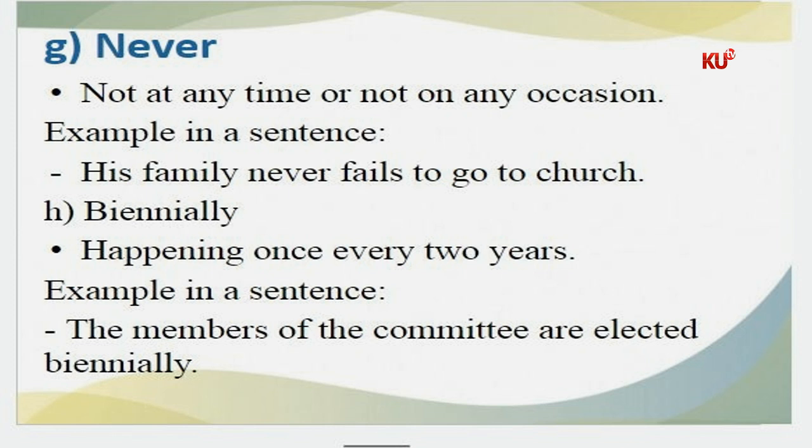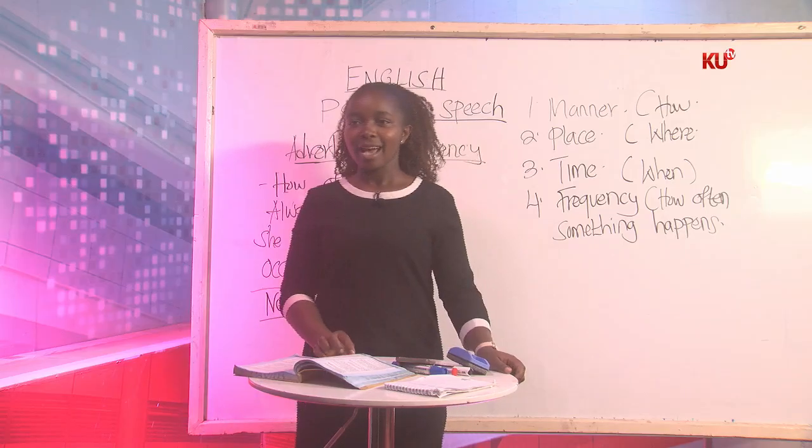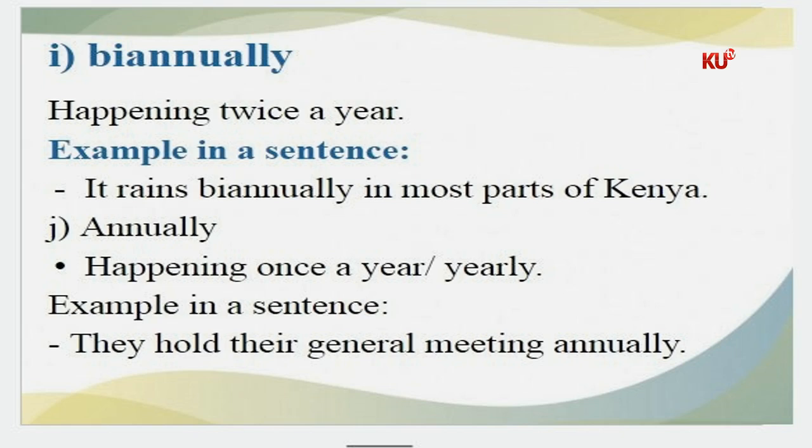We're going to look at another one, that is biennially. Biennially means happening once every 2 years. Bi means two. We're going to look at an example. It rains biannually in most parts of Kenya. Annually means yearly, so when we say biannually it means twice. So it rains biannually in most parts of Kenya.